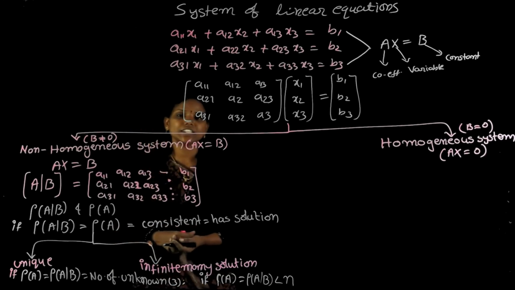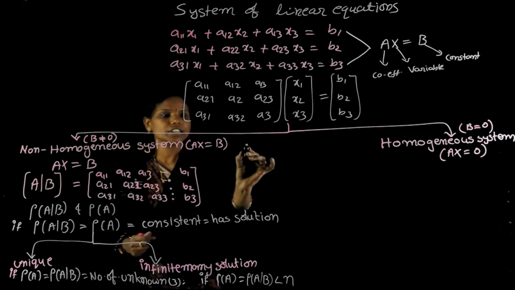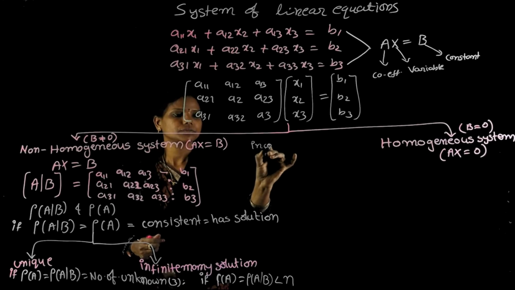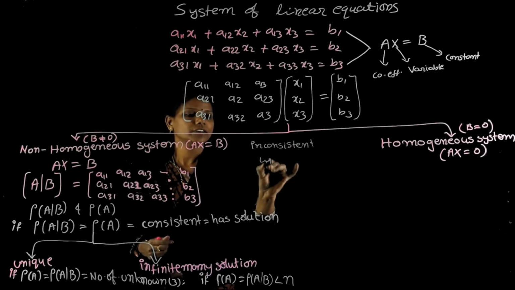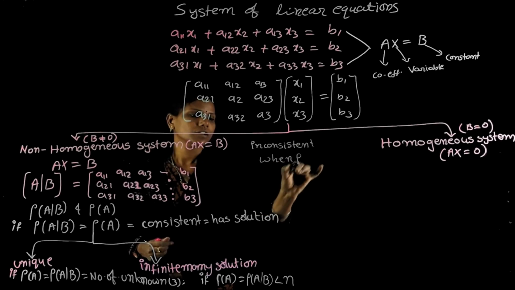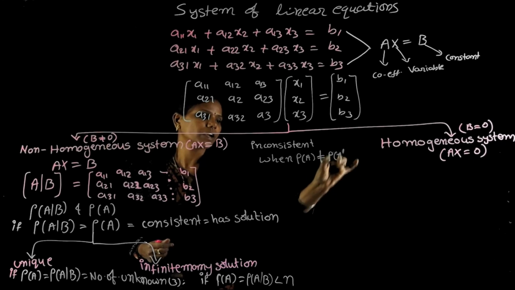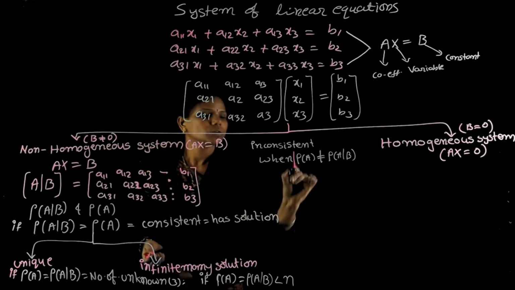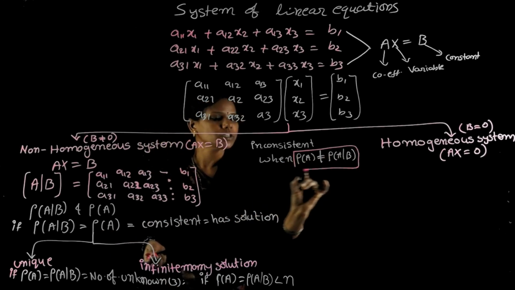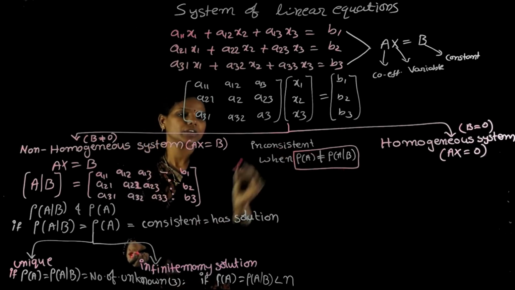When it is inconsistent, meaning is nothing but the system has no solution. It is inconsistent when rank of A is not equal to rank of augmented matrix AB. So the non-homogeneous system is inconsistent if rank of A not equals to rank of AB.